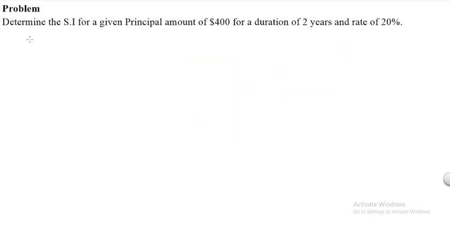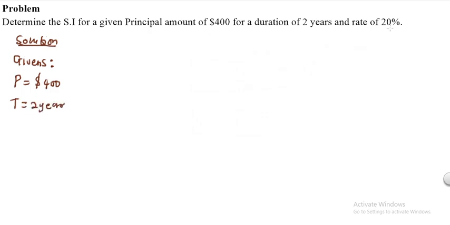So the first thing I'll start with is the solution here. I'll write out my givens from the question. My question simply says determine the simple interest for a given principal amount of $400 for a duration of 2 years and rate of 20%. I'll write out my givens first. That simply means that my principal amount is equal to $400 for a duration of 2 years. So the time I'm looking at is a 2-year period.